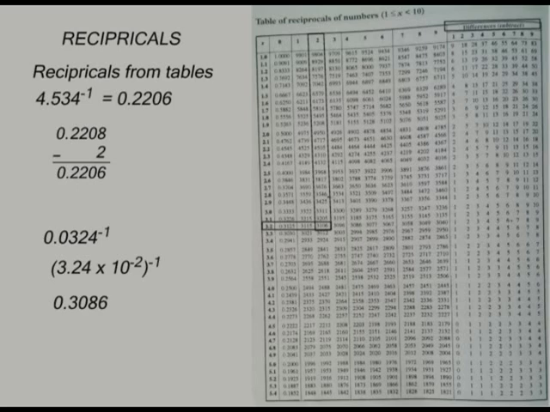What is the reciprocal of 10 raised to power -2? For this part, we simply change the sign of the power, so it becomes 10 raised to power of +2. So we shall have 0.3086 times 10 raised to power 2, and this is the same as 30.86.